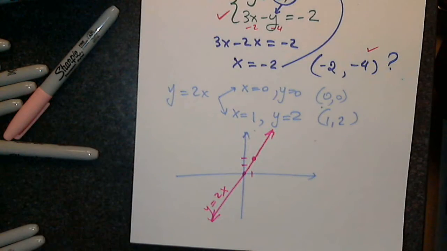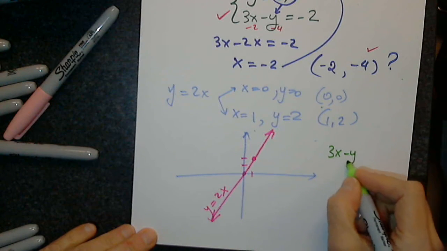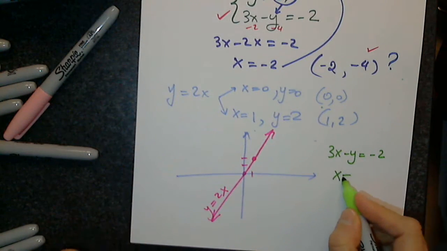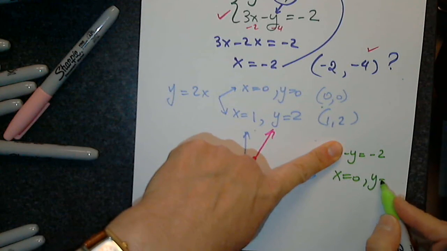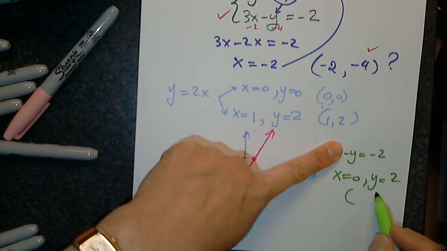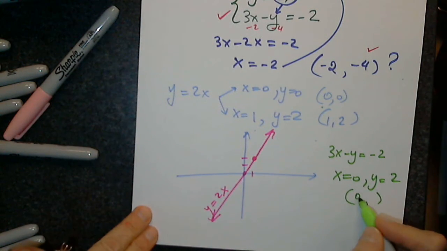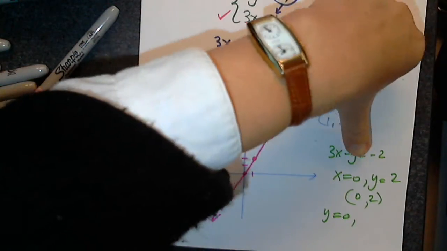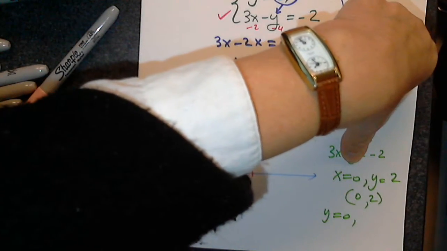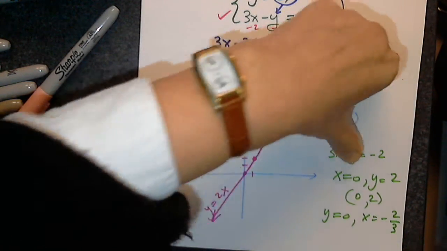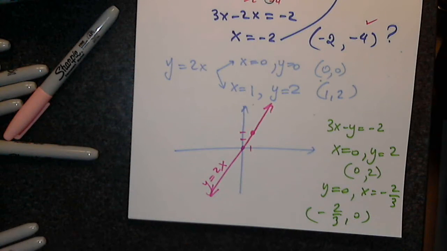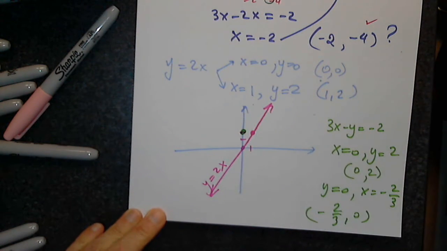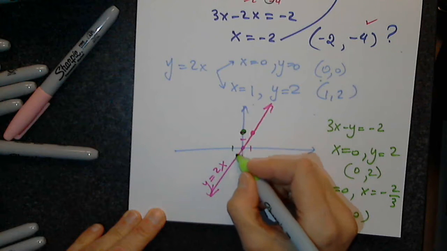I repeat, for 3x minus y equals -2. When x is 0, y is 2. Very good. What is the ordered pair? 0, 2. When y is 0, x is -2/3. A little difficult, but I don't care. I already have the solution. I can plot this. Good. Ready? So 0, 2, and -2/3, 0.